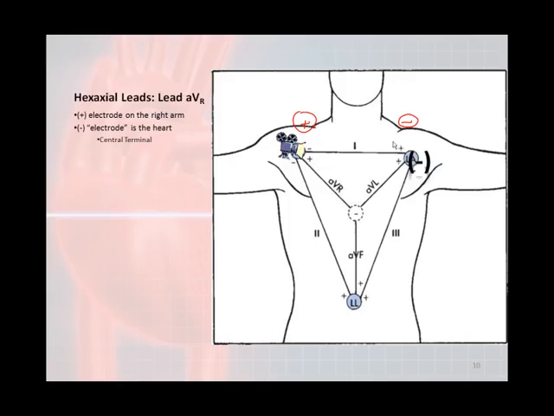So if you look at this, just by moving the negative electrode around, and the positive electrode as well, we now have 6 different views of the heart. If you were to look here, we have leads 1, 2, and 3. Now we've created an AVR, AVL, and an AVF. This is why this is the hexaxial plane. It gives us an up and down and left-right view of the heart.